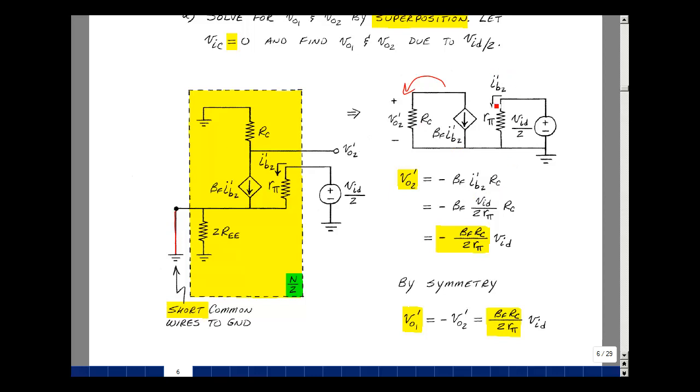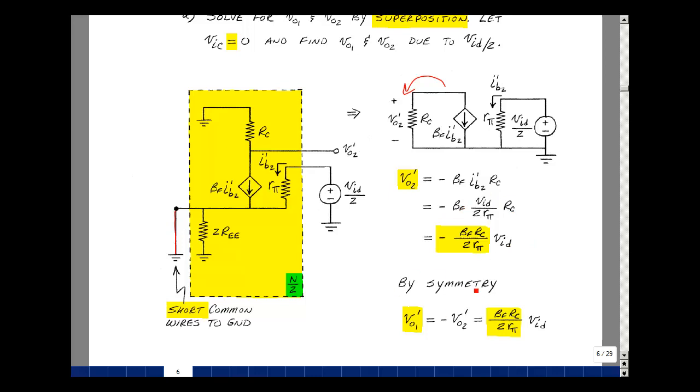But what's the current IB2 prime? It's going to be equal to the voltage applied here divided by the resistance. That's VID over 2 divided by R pi. And now I can pull that out over here, and I've got that Vout2 is equal to minus beta F times R sub C divided by 2 R pi.